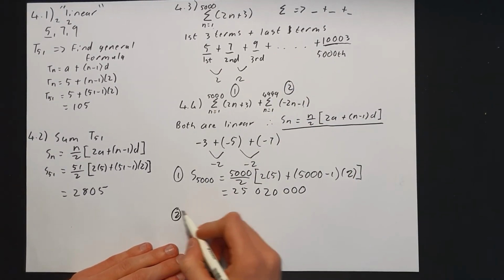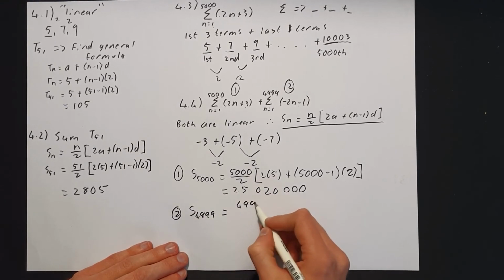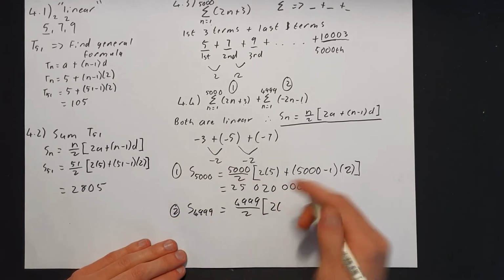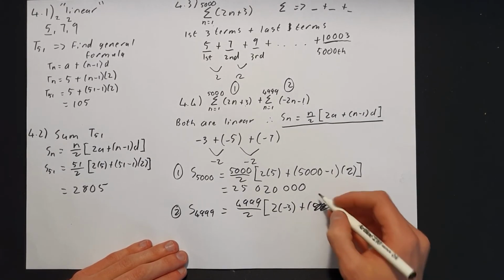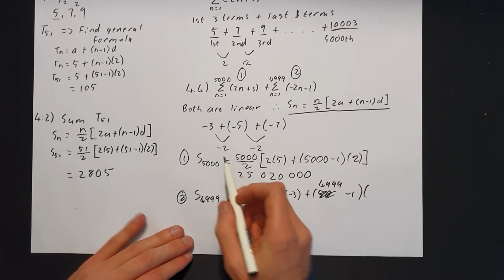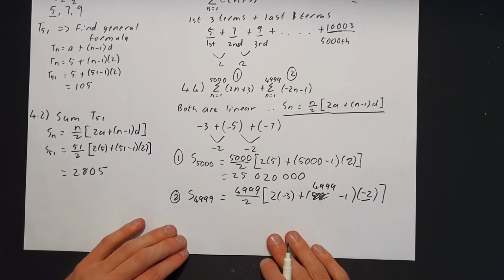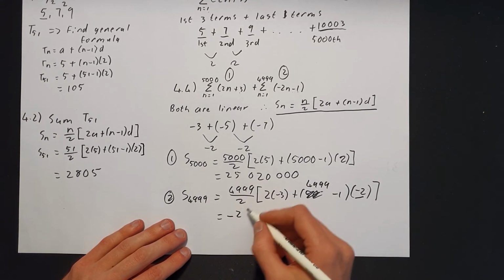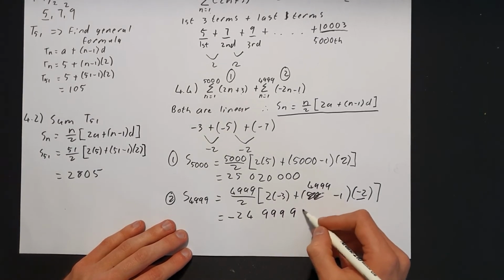Then the next one I'm going to do is for number 2, and that's going to be the sum to 4999. So 4999 divided by 2, times 2 times the first value, which is negative 3, plus (4999 minus 1). Then the common difference here was negative 2. Please note that you have to carry the negative with the 2 there. Now if we calculate that, we're going to get a value of negative 24999, and then another 3 9s.